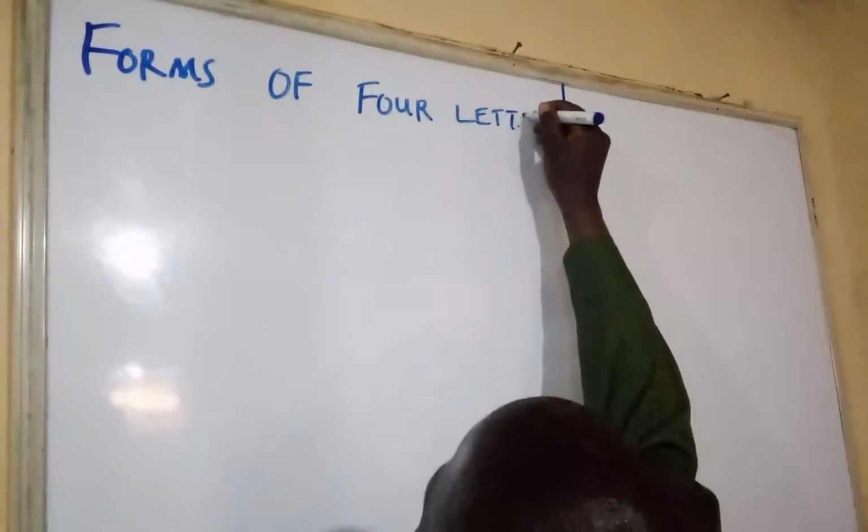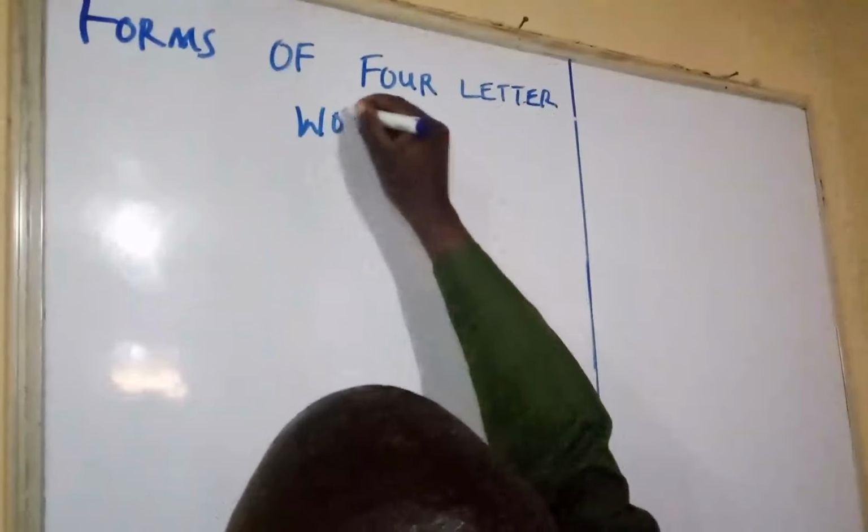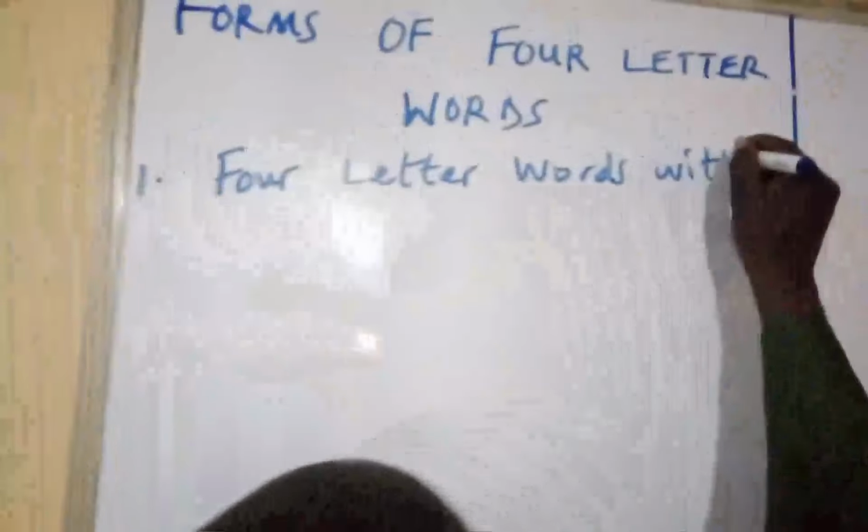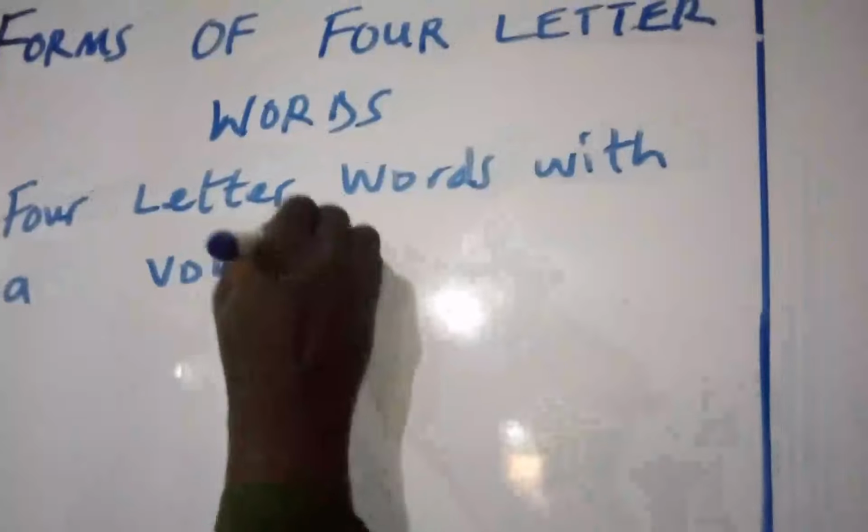Today, we shall go to the rules on four-letter words. Four-letter words have some divisions. Number one is four-letter words with a single vowel. For you to get a four-letter word with a vowel, you have to embark on this ratio 2, 3, 4. What do I mean by ratio 2, 3, 4?